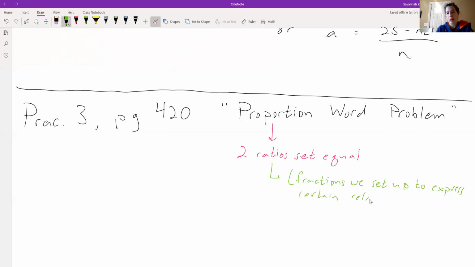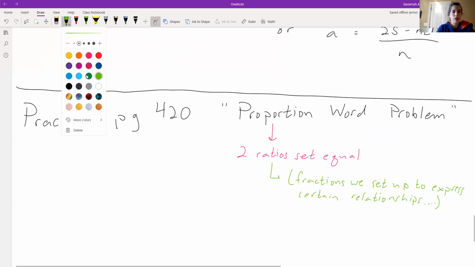So I don't want to just flat out say fractions. I want to be a little bit more descriptive. Okay. But basically, you're going to have a fraction, I don't know, 1/2 equal to another fraction, but you won't know both parts of the other fraction. So just a little quick preview of what proportion word problems entail.